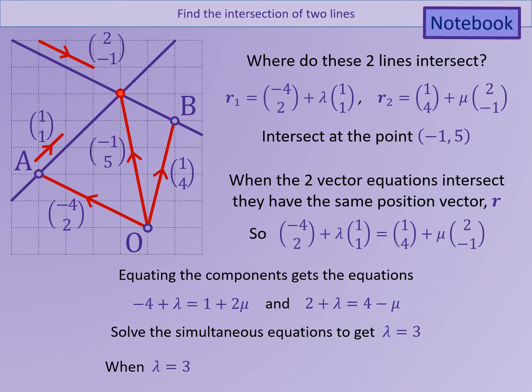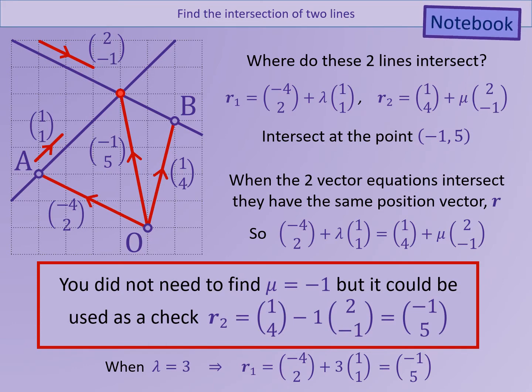Using the lambda value 3 and substituting it back into the equation for r1 would give us (-4, 2) plus 3 times (1, 1). So multiplying out the second vector and then adding the two vectors together, we get (-1, 5). That is the position vector that we found when we looked at the two straight lines on the graph. Now you'll notice that we didn't use the value of mu there, we didn't need it.